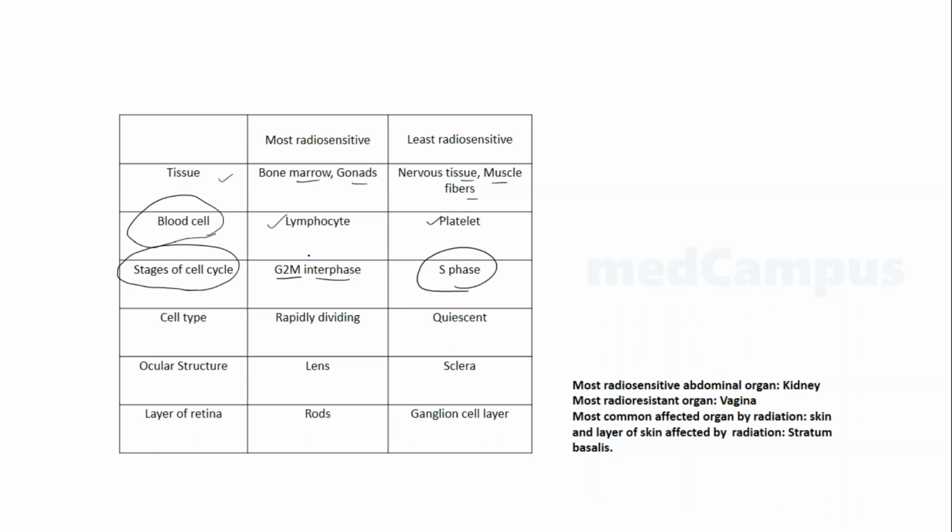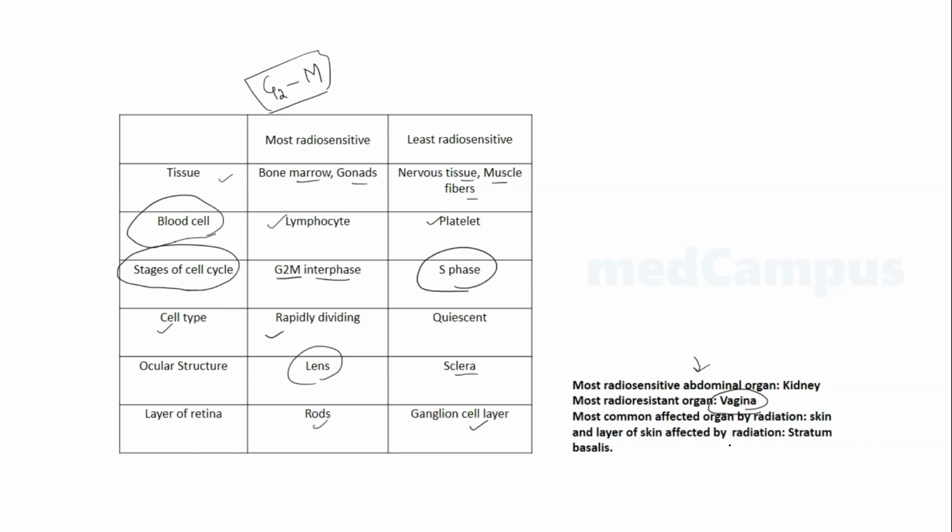G2M, in between G2 phase to M phase we have an interphase, right? So that phase is most radiosensitive. Different cell types: rapidly dividing cells are most radiosensitive, whereas quiescent cells are least radiosensitive. When it comes to the eye, lens is most radiosensitive, and sclera is least radiosensitive. And if they ask you about different layers of retina, rods are more radiosensitive, ganglion cell layer is least radiosensitive. When it comes to abdominal organs, kidney is most radiosensitive, whereas vagina is most radioresistant.